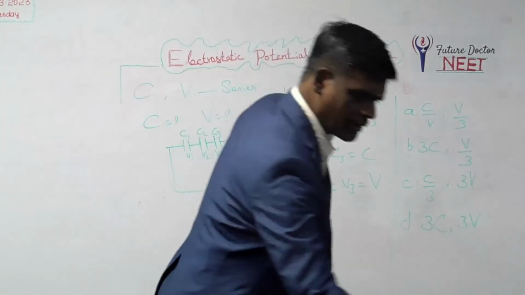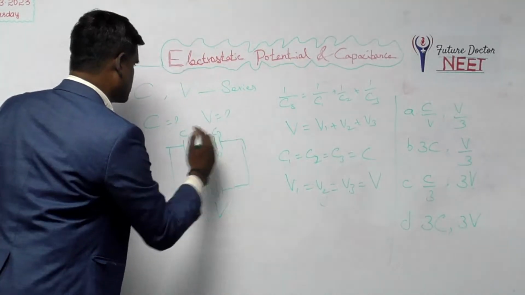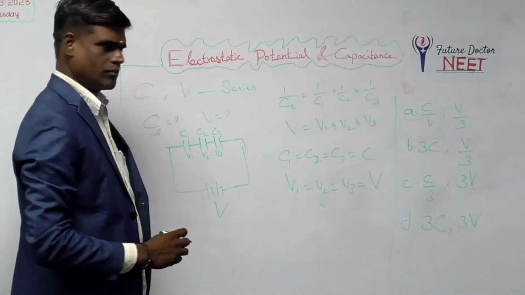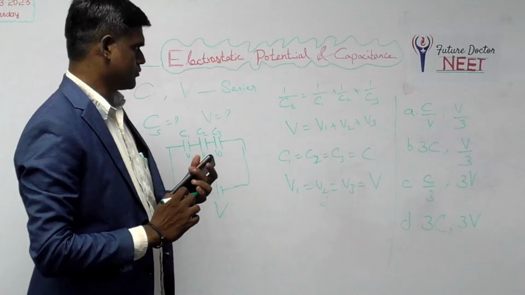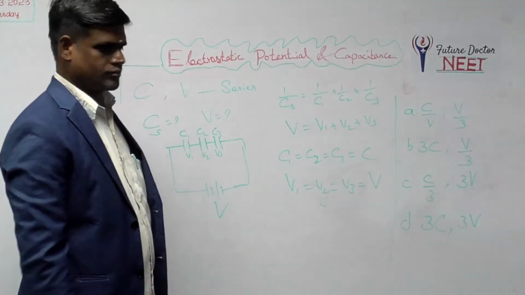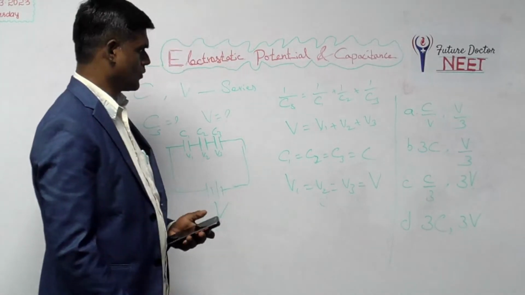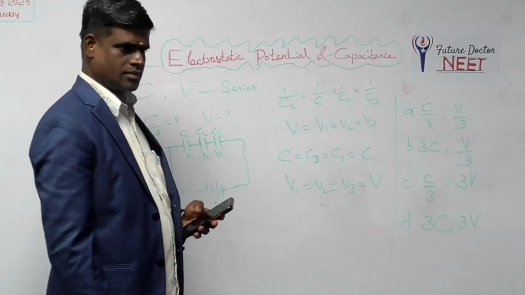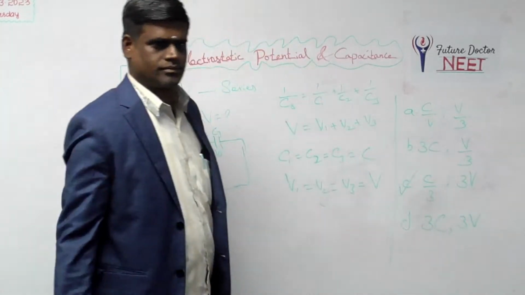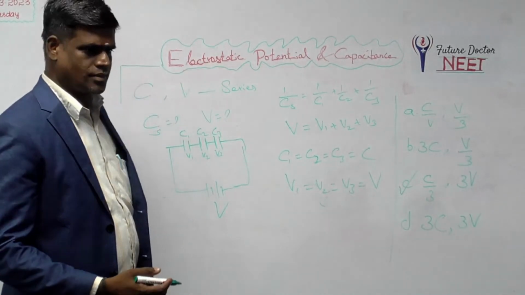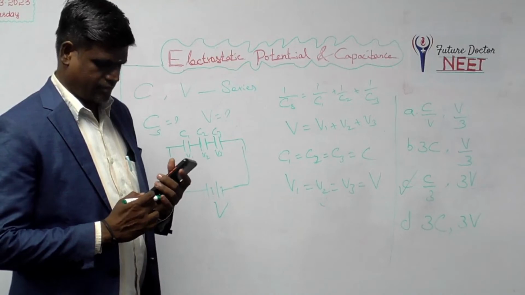Now this C is nothing but CS. For the combination, CS only you should find, using this formula. Option C is the correct answer. Others also try to get the answer.